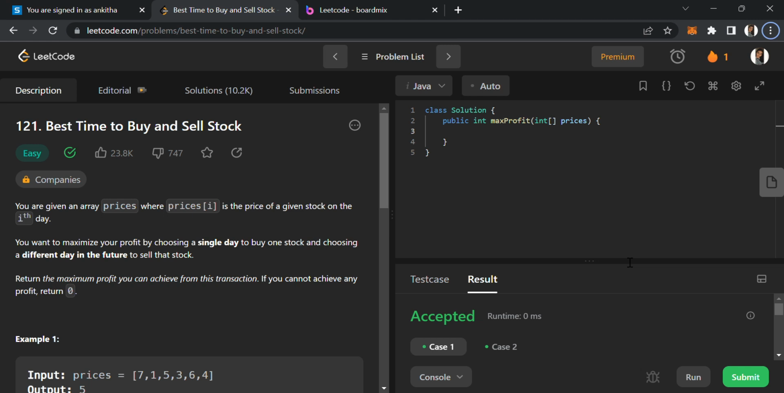Hello guys, now we'll solve a problem on LeetCode. Best Time to Buy and Sell Stock.